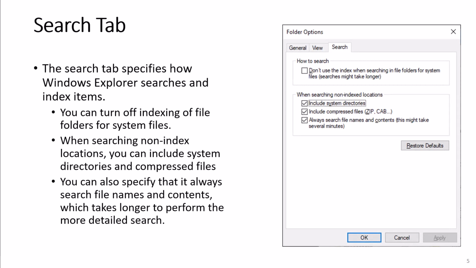The Search tab specifies how Windows Explorer searches and indexes items. You can turn off indexing of file folders for system files. When searching non-indexed locations, you can include system directories and compressed files. You can also specify that it always search file names and contents, which takes longer to perform the more detailed search.